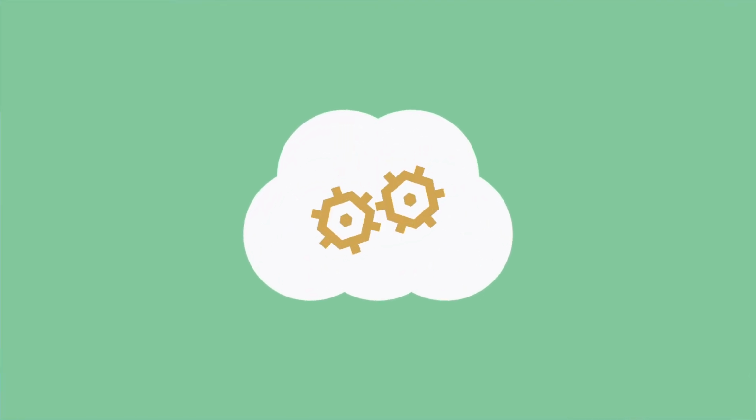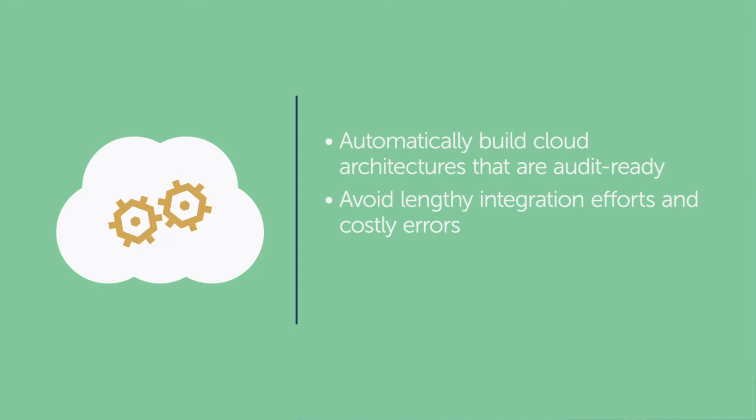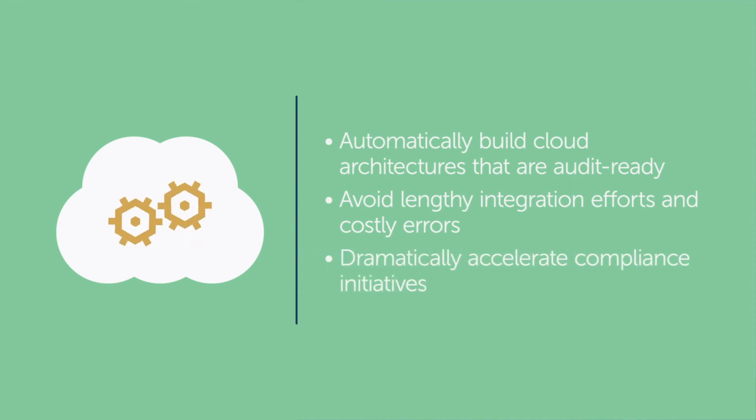To recap, the main benefits of compliance automation include the ability to automatically build cloud architectures that are audit ready, avoid lengthy integration efforts and costly errors, and dramatically accelerate compliance initiatives. In our last lesson, we'll provide practical steps to help agencies implement compliance automation.